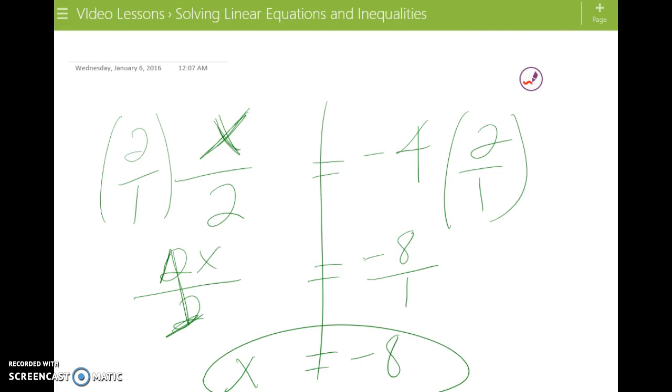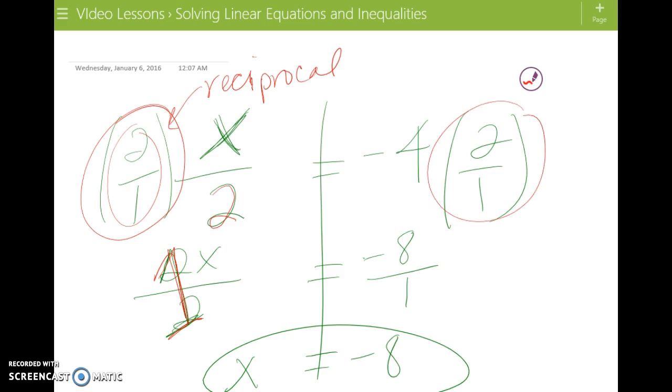Here's another property we just used. This here is called the reciprocal property. We took the 2 and instead of putting it at the bottom, we flipped it to the top. That's what reciprocal does. So whenever you multiply a number by its reciprocal, you always get 1. That's a property. What else did we use? We multiplied by the same thing on both sides, right? We multiplied by 2 over 1 on both sides. So we also used the multiplication property of equality.